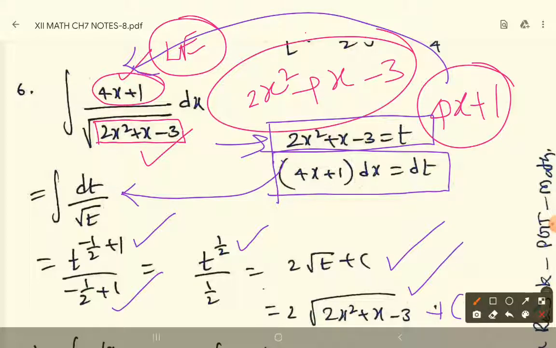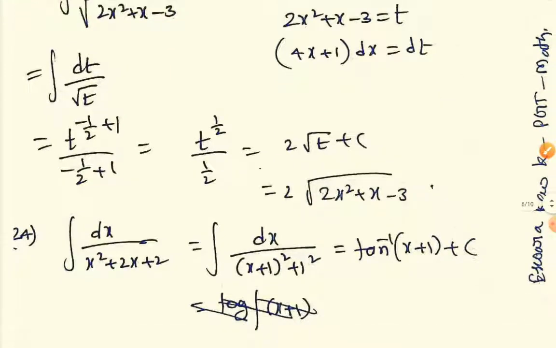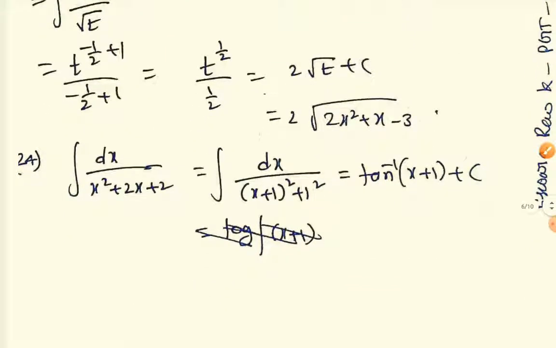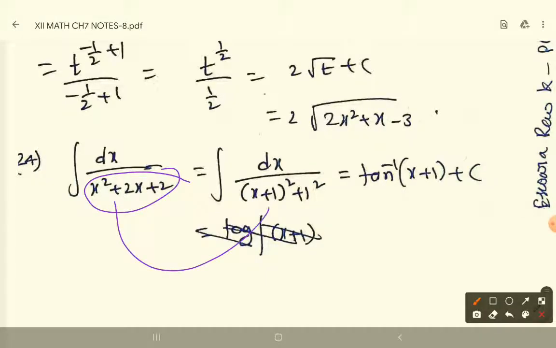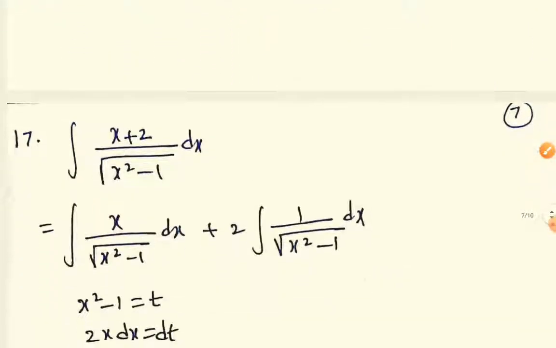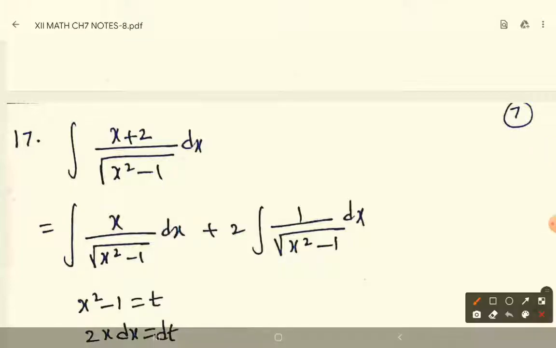Next question, 24th question. The 24th question is easy because it is 1 by a quadratic expression. Complete the square, then apply the tan inverse formula. This is easy, one of the formulas is applied. Now look at the 17th. The 17th is also one of the types we have done already. Splitting must be done here.